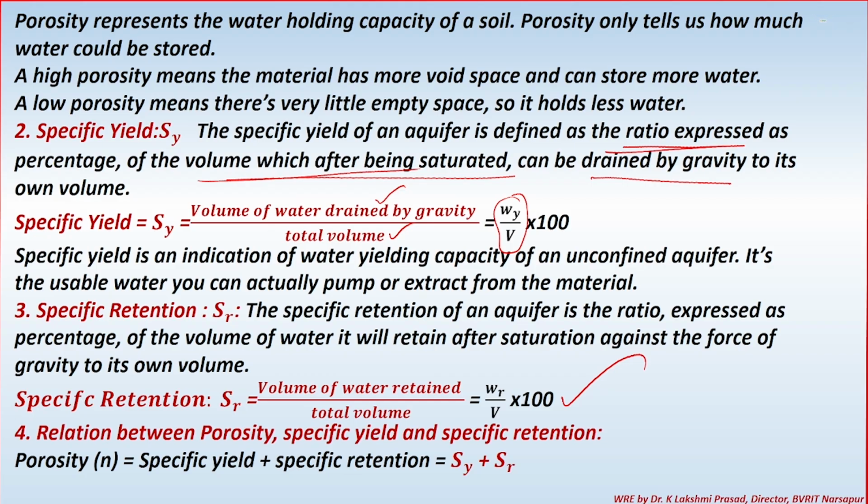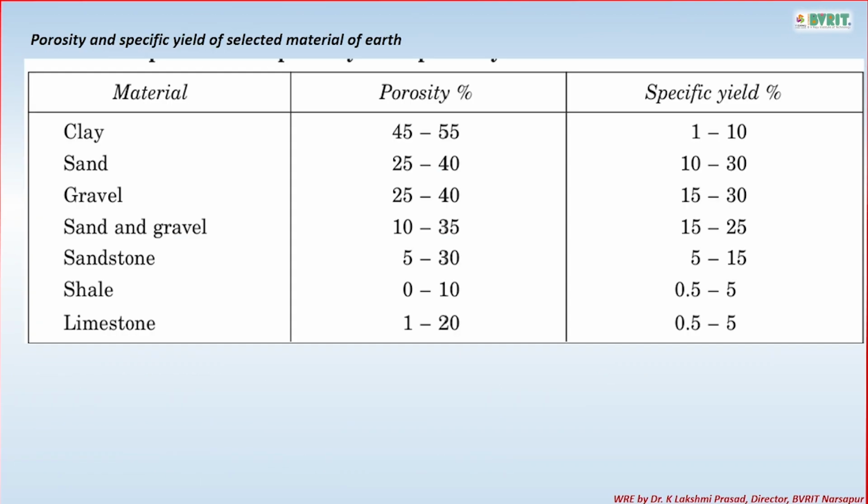So naturally, specific yield plus specific retention is equal to what finally? Porosity. What is the relation? Porosity is equal to specific yield plus specific retention. Remember that specific yield is always less than porosity. Please remember. Just for your understanding, we are giving here for clay, porosity is so much actually.